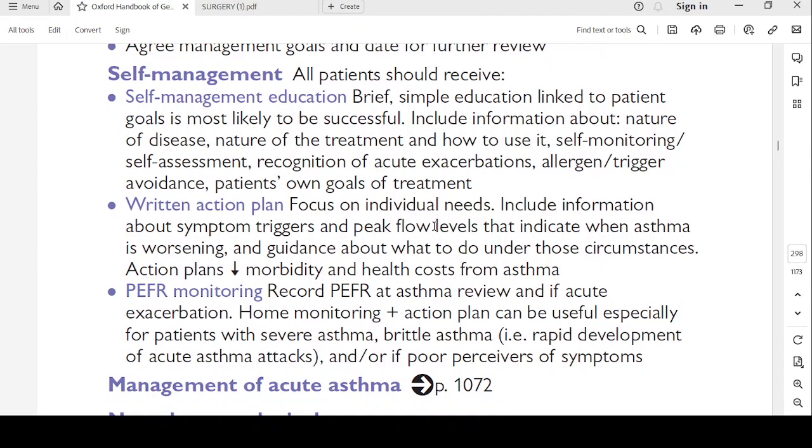Self-management. All patients should receive self-management education. Brief, simple education like patient goals is most likely to be successful. Include information about the nature of the disease, nature of treatment, how to use it, self-monitoring or assessment, recognition of acute exacerbations, allergen or trigger avoidance, and the patient's own goals of treatment.